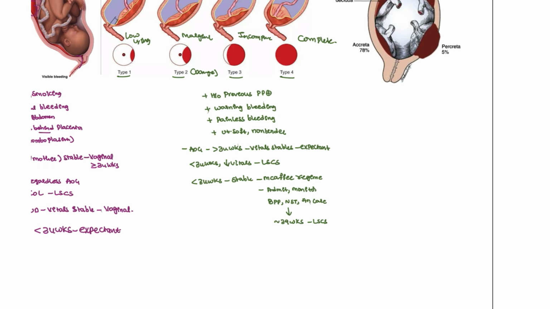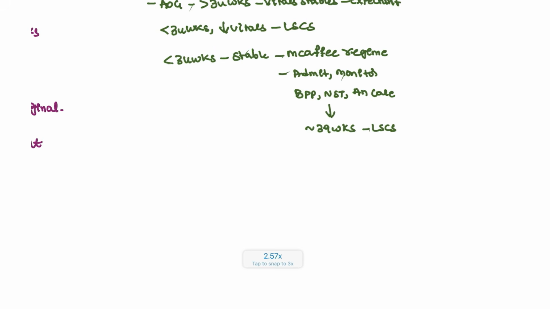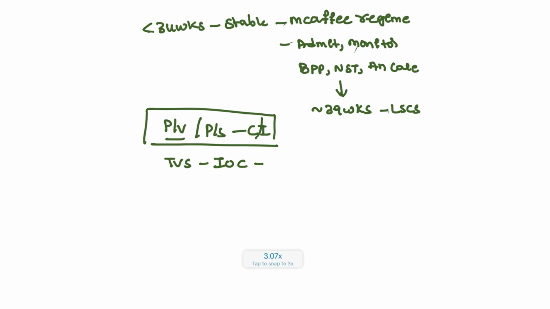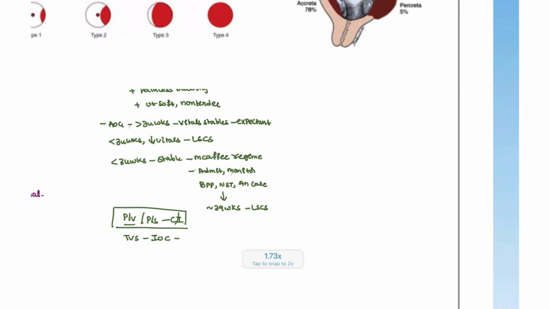So this is how we are going to follow up. Depending on the vitals, you have to make sure that the patient is taken care of. Another point is that per vaginal examination and per speculum examination are contraindicated here. What about TVS? TVS is the investigation of choice, it is not a contraindication.